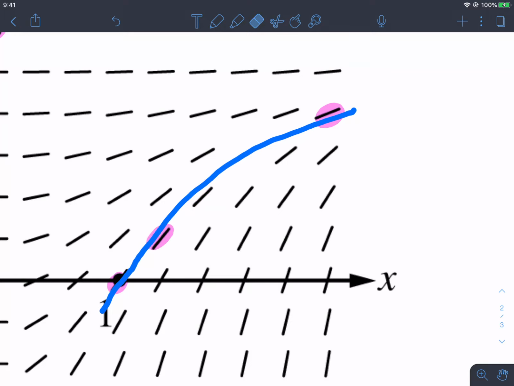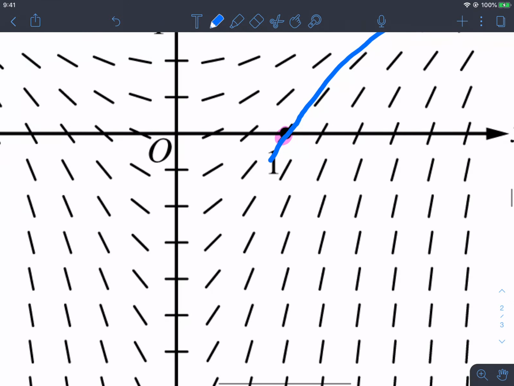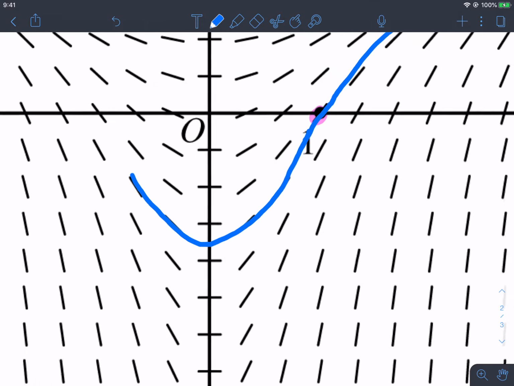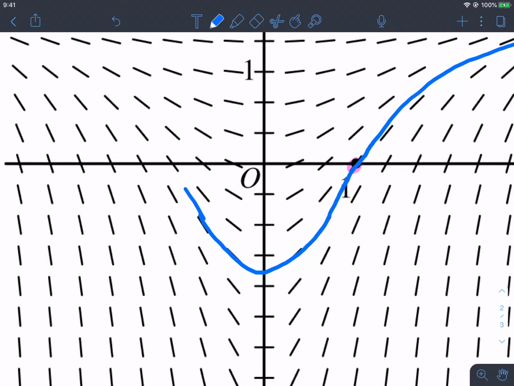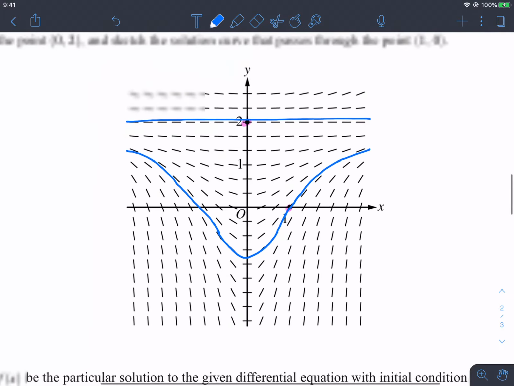I'm not necessarily going through each and every single one of them, but I'm still following the general idea of the slope field. If I continue this, it looks like it may do something like this, and it's going to continue all the way through to the other edge. Whether you go through some of them, none of them, or all of them, it should follow the general shape of that slope field.